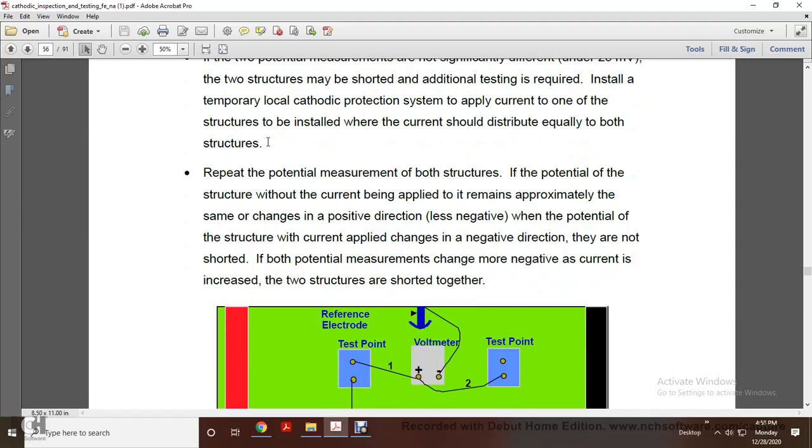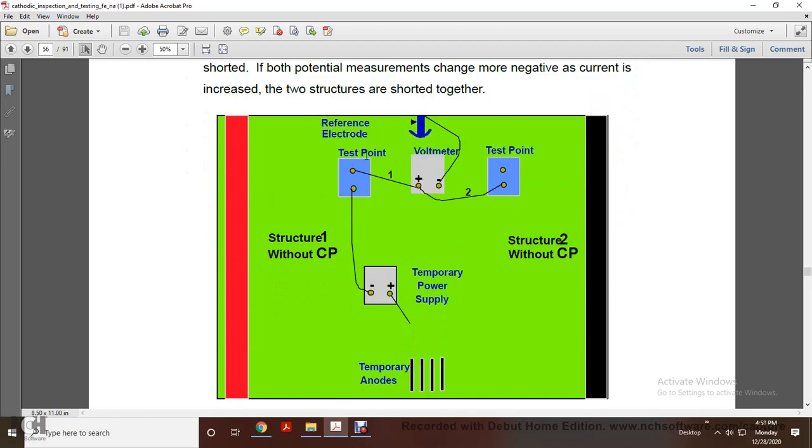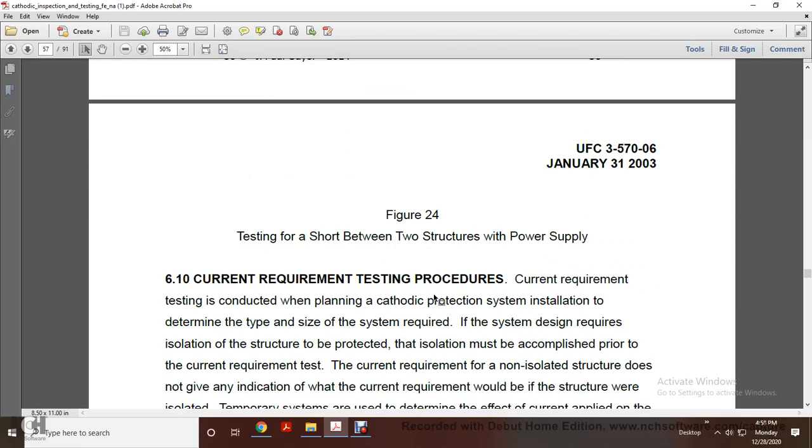The structure with the current being applied changes in the negative direction, while the other structure remains approximately the same or changes in the positive direction. They are not shorted. If both potential measurements change in the more negative direction as current is increased, the two structures are shorted together. The figure shows the reference electrode test point, voltmeter test point, structure 1 without cathodic protection, structure 2 without cathodic protection, temporary power supply, and anodes.